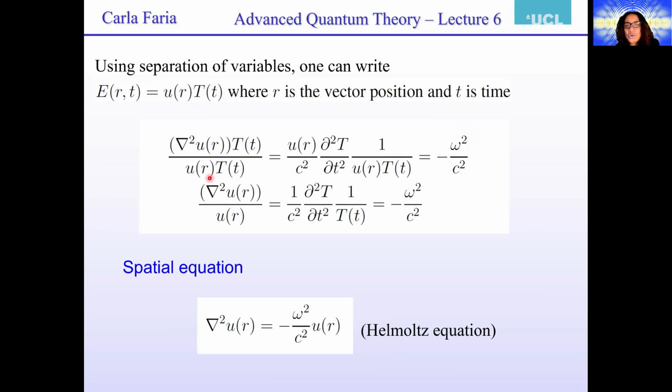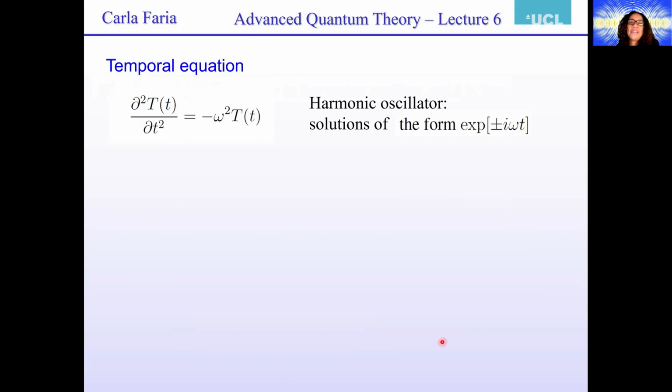And we get 2 equations, one which you can associate with space, and the other which you can associate with time. So for space, you get this expression, which is only in terms of this U(r). This is the Helmholtz equation. And for the time, you get something that is a harmonic oscillator.